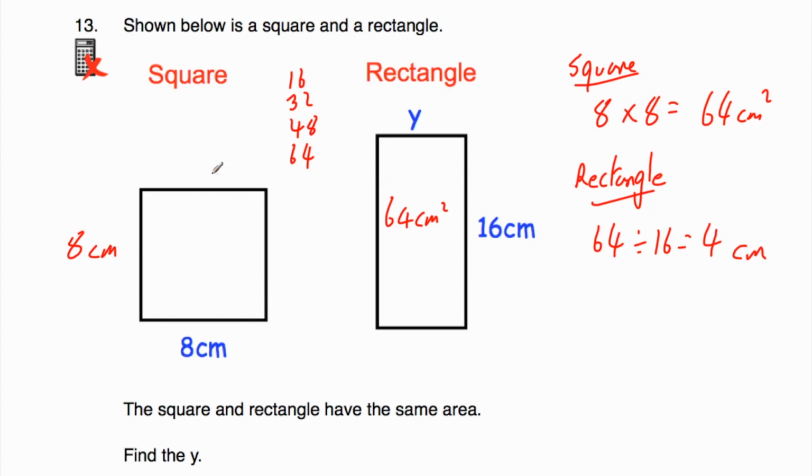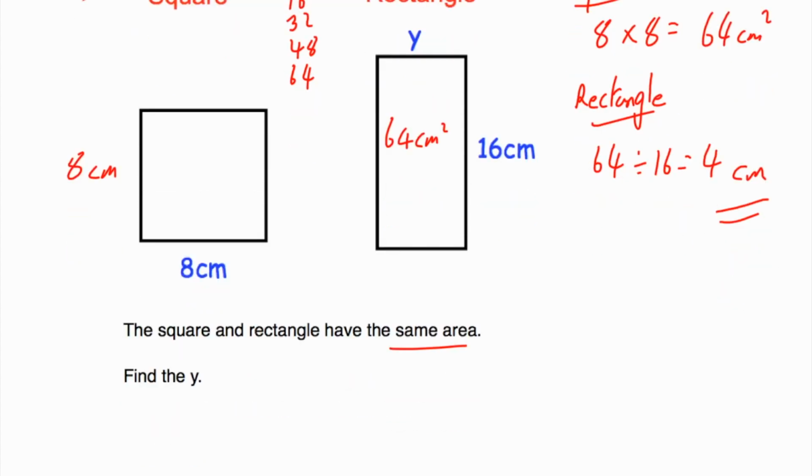So just to recap, we find the area of the square by doing 8 times 8 is 64. We know that because the length times the width is equal to the area, if we divide the area by the length, we'll find the width. So we do 64, because it's the same area, 64 divided by 16, and that's equal to 4. So that means the width of the rectangle, y, is equal to 4 centimeters. And let's write that down.